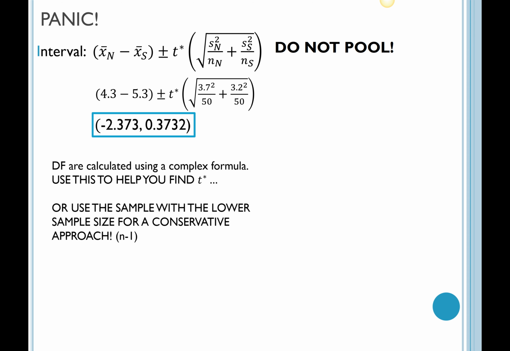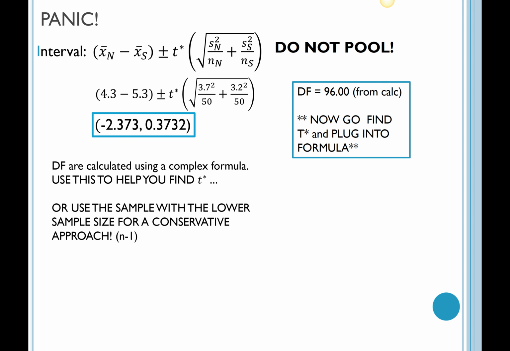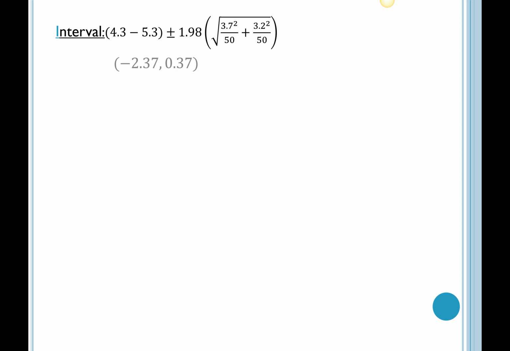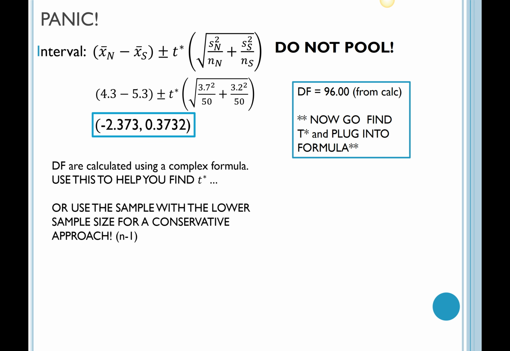And it's going to give you a degrees of freedom. So we're going to use the degrees of freedom that you obtained here. So you should have 96 for that. So from your calculator, what you're going to do now is you're going to go back and plug this in, the degrees of freedom, to find your t star. So you should get 1.98, but let's go back over how you got 1.98.